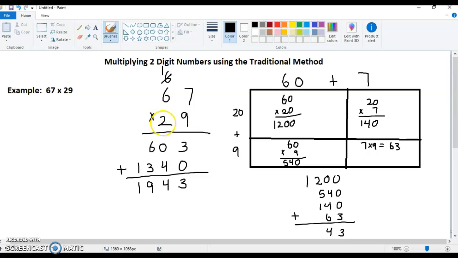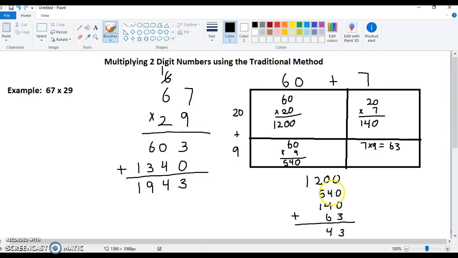That's 60. Bring down the 0. 2 times 7 is 14. That's 13. Sorry guys, hold on. Let me find my mistake. It should add up together to be the same. 1,200, 540, 140, 63. Oh, I forgot to carry.